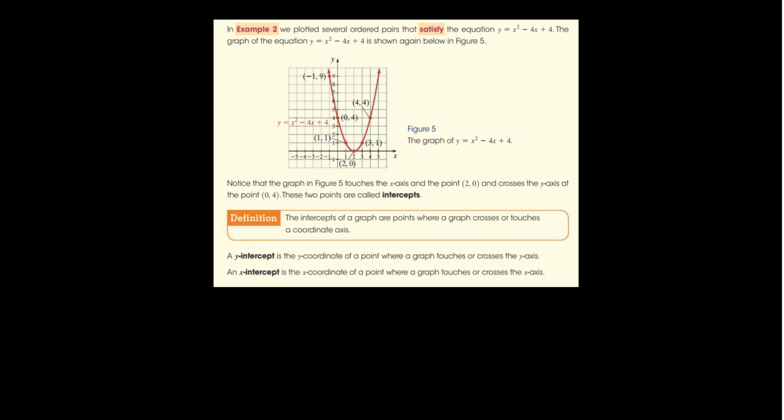And you're going to need to memorize these definitions. A y-intercept is the y-coordinate of a point where the graph touches or crosses the y-axis. The y-intercept is where we touch or cross the y-axis. The x-intercept is where we touch or cross the x-axis. I was just kidding. Obviously, it's not that hard of a definition to remember.